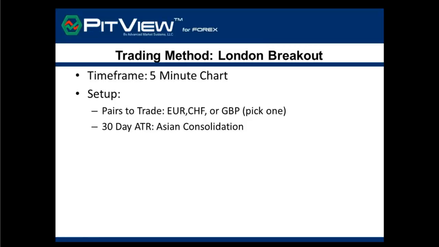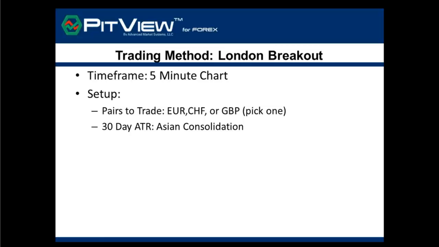In this setup, and this will also lead us into several things that we'll be talking about in the coming weeks as far as other indicators we can use along with PitView, one of the indicators that I really like is what we call the ATR, the average true range. The setup that I personally use for this is the 30-day ATR, the average true range. And I look for what I call Asian consolidation.